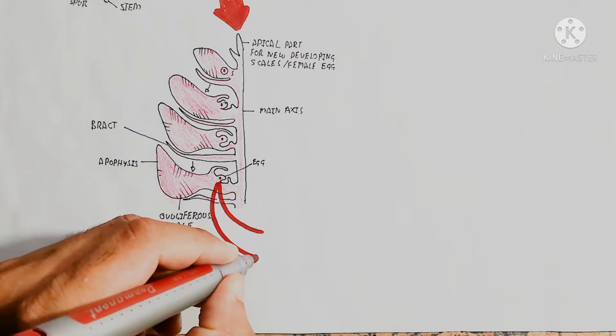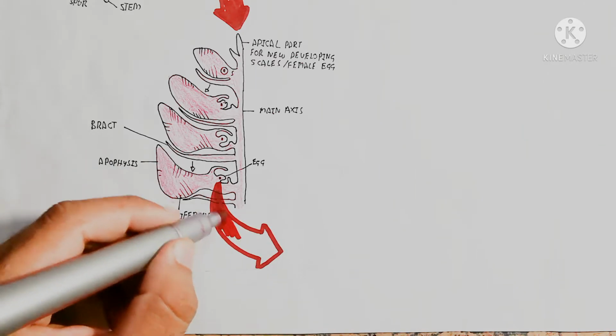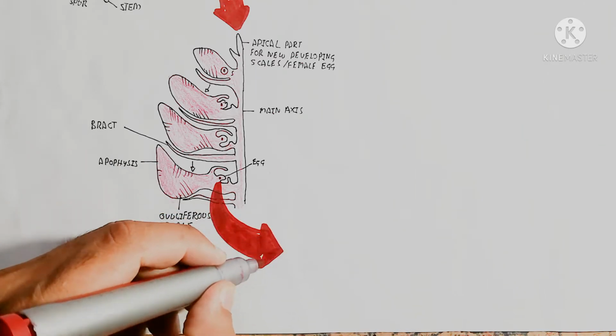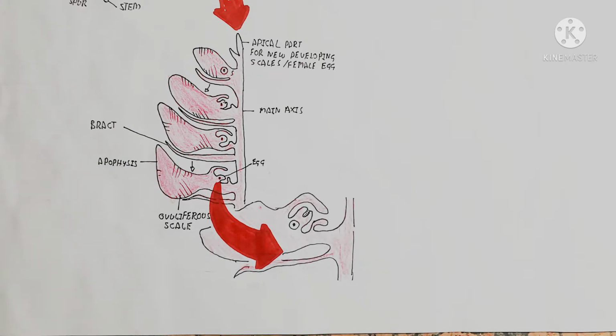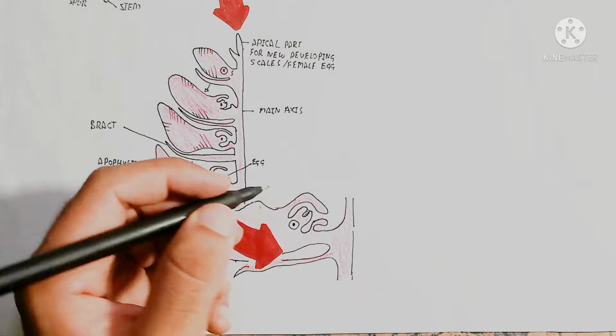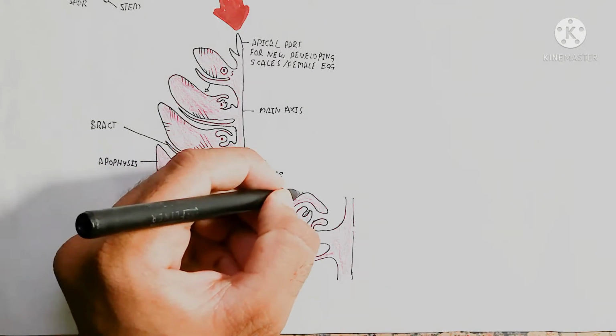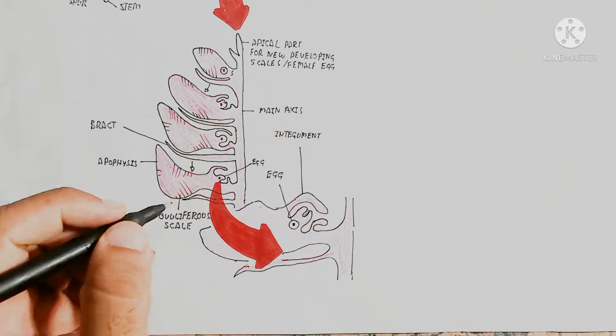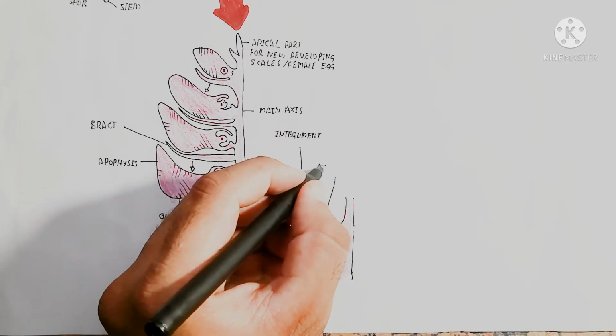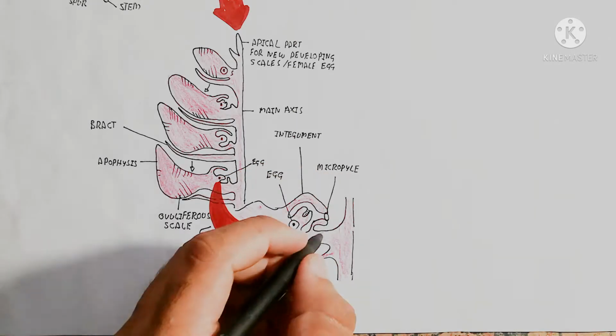Here is the egg, and here is the apical part for new development, and the scales for female reproduction, the female part. Here is a zoomed-out view to understand that structure. Here is the egg. The egg is the female reproductive cell. It is produced after meiosis and remains 1N haploid from diploid.